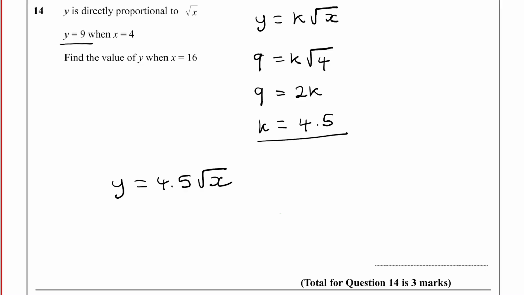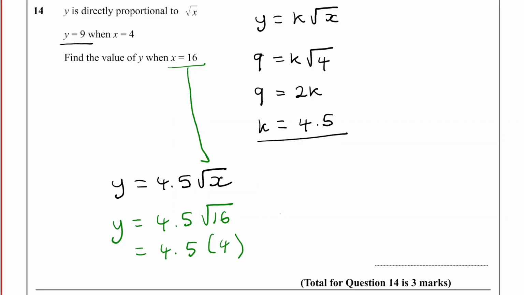Find the value of y when x is 16. So just substitute 16 in. 4.5 times square root 16. Square root 16 is 4. So 4.5 fours. Double 4.5 is 9. Double 9 again, 18.